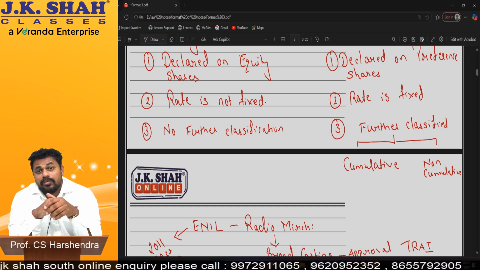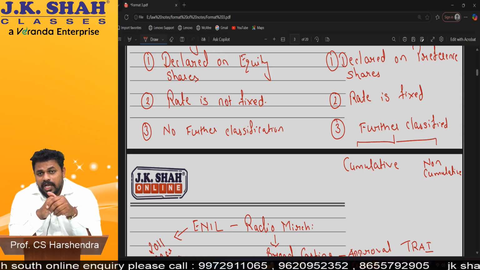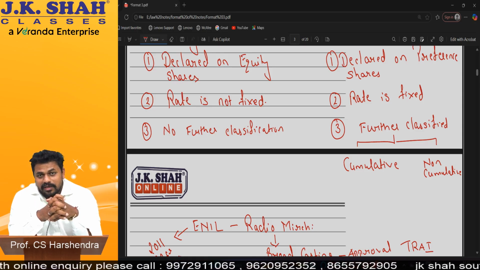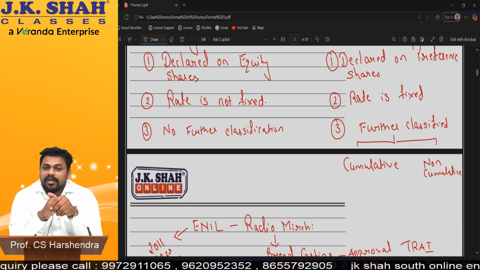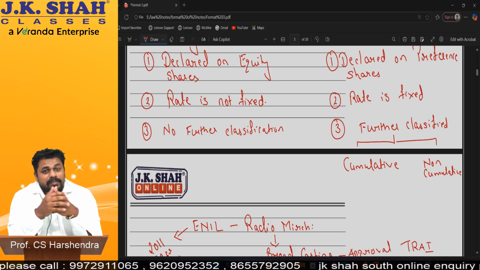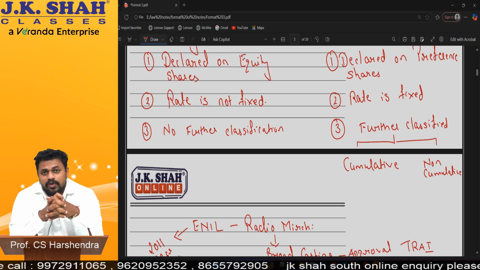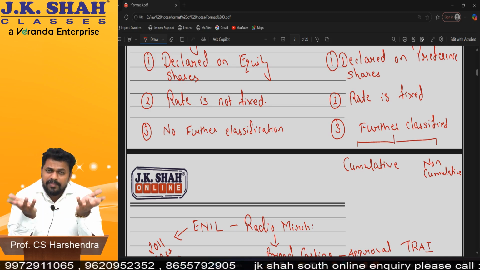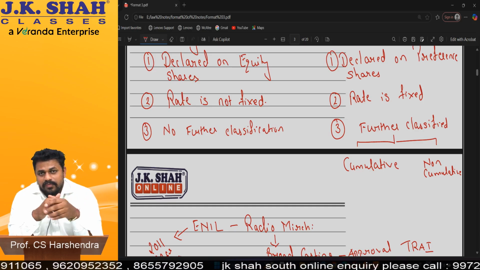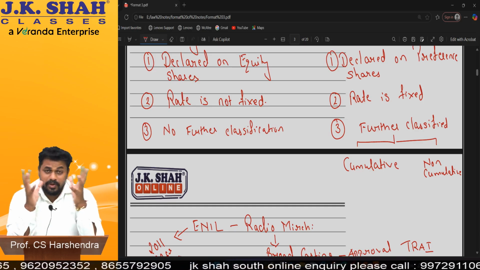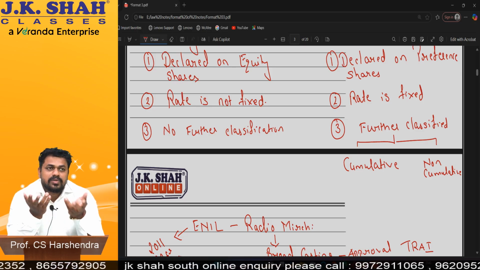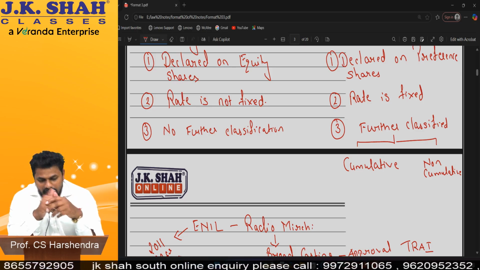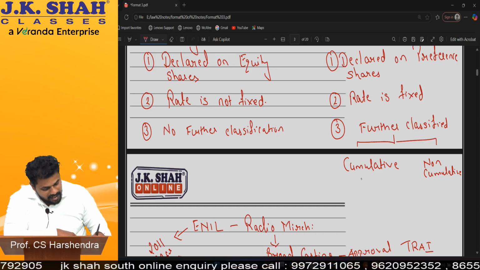But in non-cumulative dividend, what happens? If you did not get it in a particular year, forget it. You will not get it in the next years. Am I clear with this thing? So, sir, why would anybody buy non-cumulative preference shares? People would buy because, for example, Tata Sons Private Limited issues non-cumulative preference shares. Because of the repute, people will buy. Obviously. And nothing is told that it is non-cumulative only. Am I clear with this thing? So, see, cumulative.